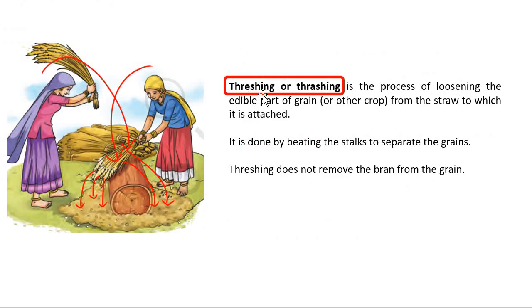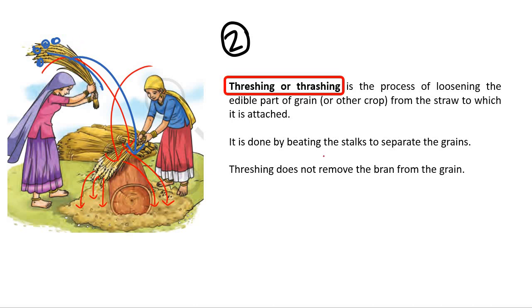Next we have got the method of threshing or thrashing, and this is the process of loosening the edible part of the grain or any other crop from the straw. See, this is the straw over here, and here you have got the grains, the edible part. So you beat it around here, and as a result the grains get separated from the straw. Okay, so as I told you, this threshing is done by beating the stalks to separate the grains. See, the women are doing the same thing.